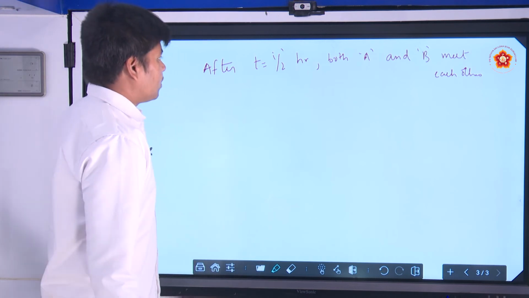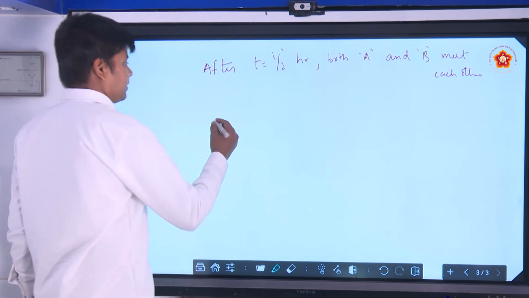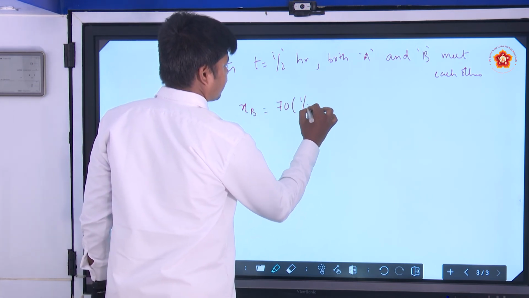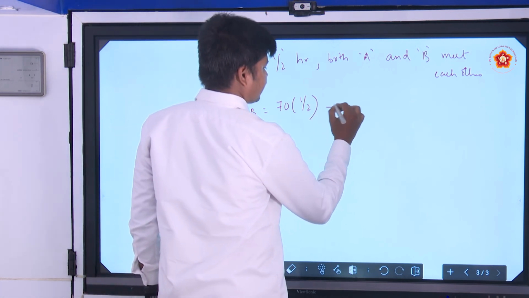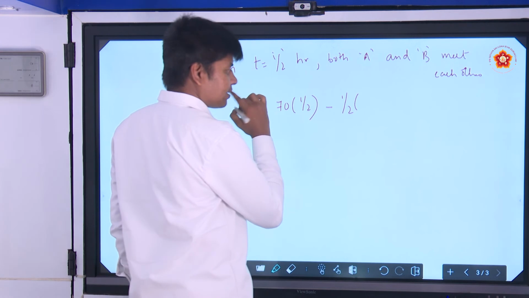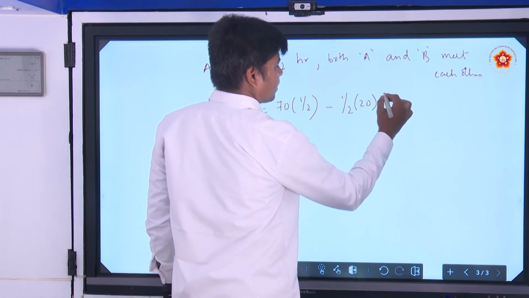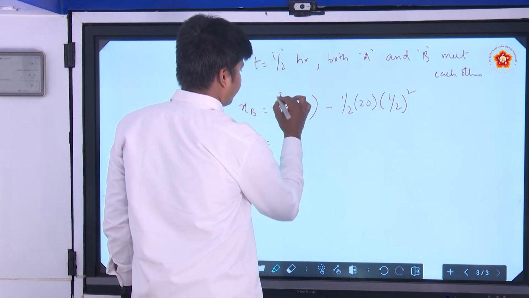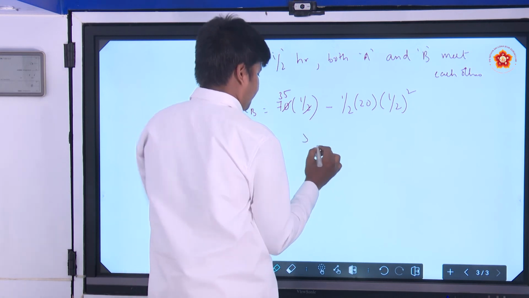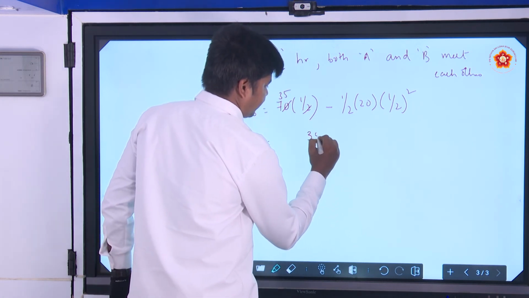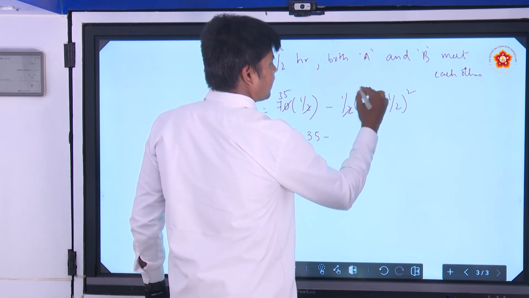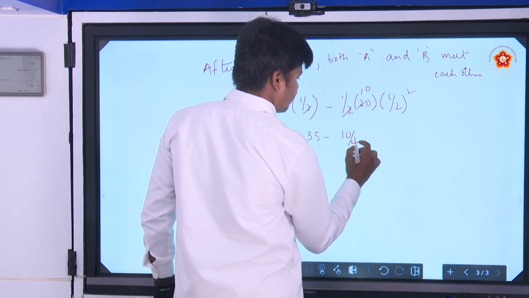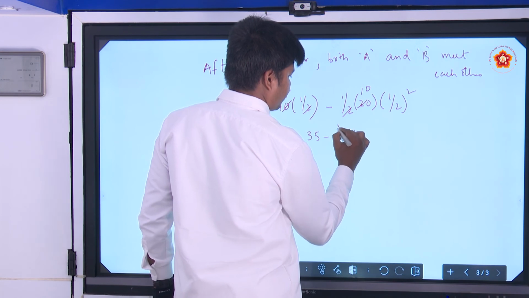All right. So in this time, how much did B travel? Same, xB. Plug in: xB is equal to 70 into t, minus 1 by 2, the deceleration 20, into t square. With t equal to 1 by 2, that becomes 35. So 35 minus 10 by 4, 4 ones are 4, 2.5s are 10.